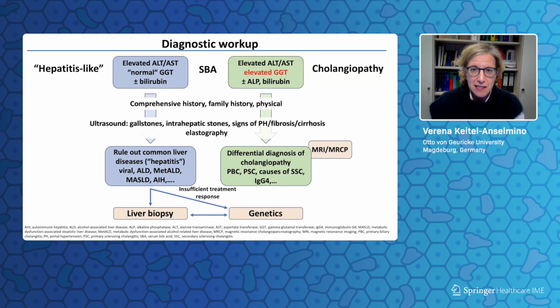If we think about the second scenario, those patients presenting with elevated gamma GT, maybe also elevated alkaline phosphatase, and more like a cholangiopathy, we do the same workup, but now the differential diagnosis is the cholangiopathy. So we rule out common cholangiopathies like PBC, PSC, other causes of sclerosing cholangitis. We normally perform an MRI and MRCP. And again, if we can't find a solution, then we go to liver biopsy and genetics.